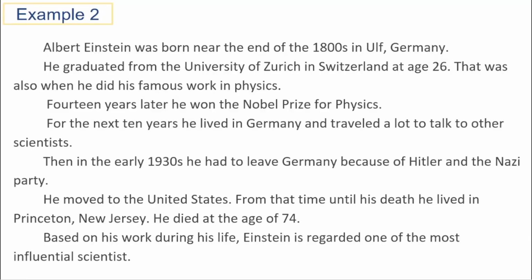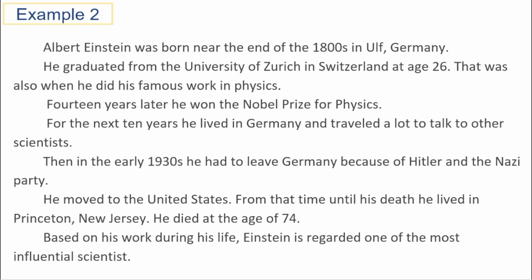Let's look at the example. Yeah, this is the example of biographical recount text. Albert Einstein. Albert Einstein was born near the end of the 1800s in Germany. Okay, that's the first paragraph. So that's the orientation. And then he graduated from the University of Zurich. The first event, 14 years later, he won the Nobel Prize. The second event, for the next 10 years, he lived in Germany. The third event, then in the early 1930s, he had to leave Germany. The fourth event, he moved to the United States. So that's the fifth event.